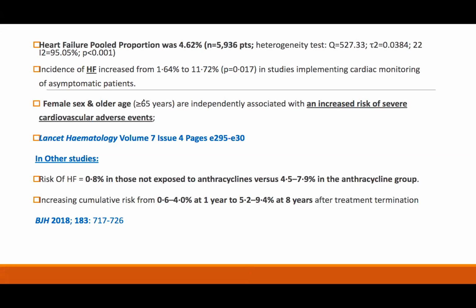And old age, of course, 65. She's 60. So that goes in favor of her. Again, in other studies, in patients who are off anthracyclines, the risk of heart failure is only 0.8%, whereas it is up to 8% in patients who undergo anthracycline therapy. And this risk actually increases cumulatively over a period of time.